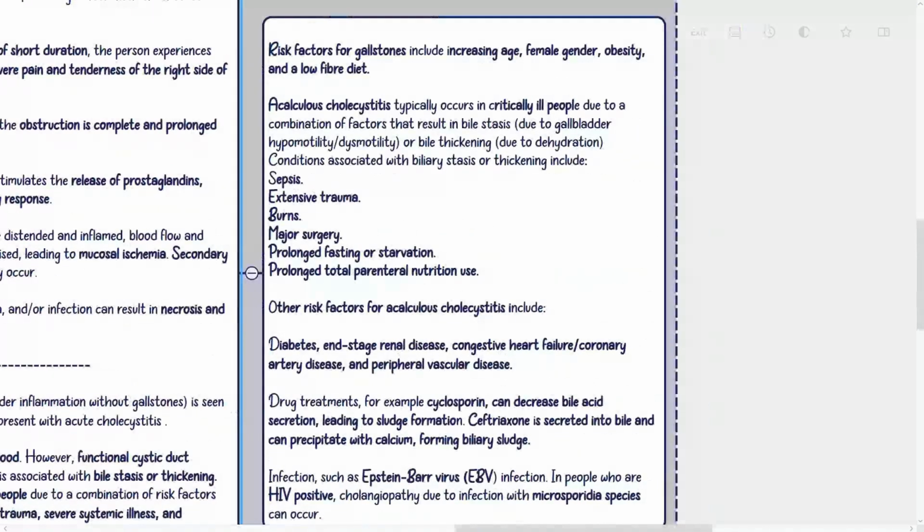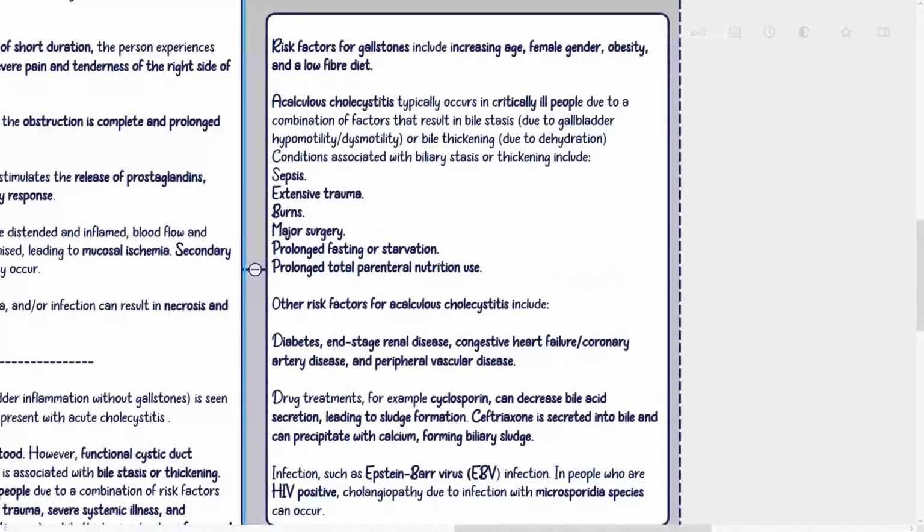Risk factors. Risk factors for gallstones include increasing age, female gender, obesity, and a low-fiber diet. Acalculous cholecystitis typically occurs in critically ill people due to a combination of factors that result in bile stasis due to gallbladder hypomotility or dysmotility, or bile thickening due to dehydration.